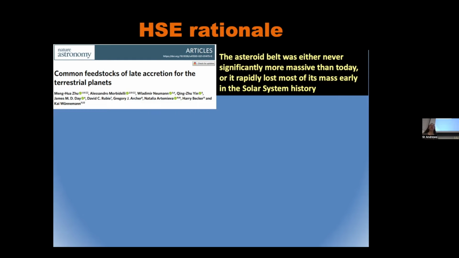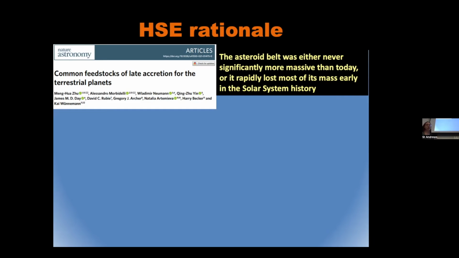There are also papers which refer to the highly siderophile elements as being a clock, which we can use for understanding solar system history. So if our data is robust and correct, that's really important. If, however, it's flawed, then we've got to be cautious.